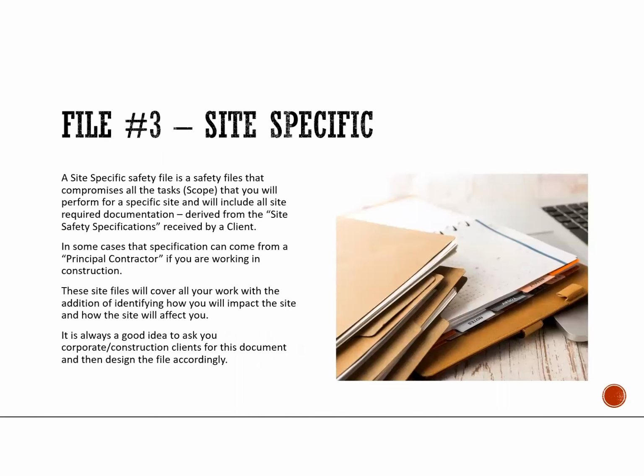The last type of safety file you might use is a site-specific safety file. This is again derived from your company policies and procedures. You then have all of your scope of works that you are performing. Now what you are doing is you are applying it to a specific site. So this comprises all of your tasks that you're doing only for that site.